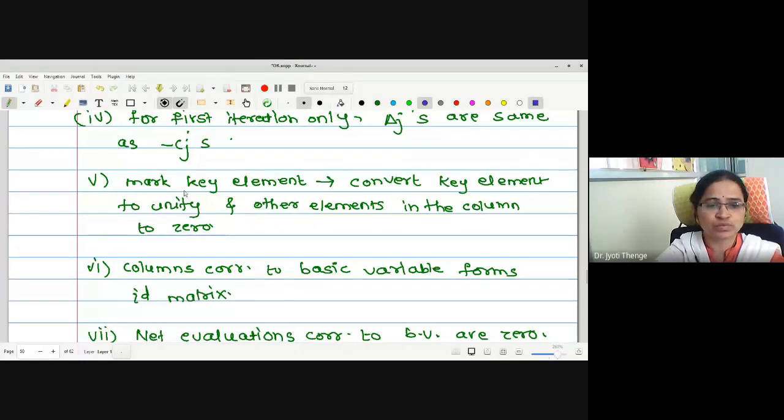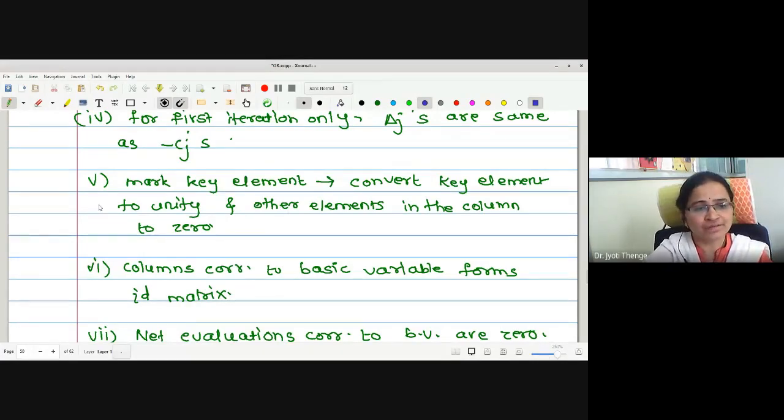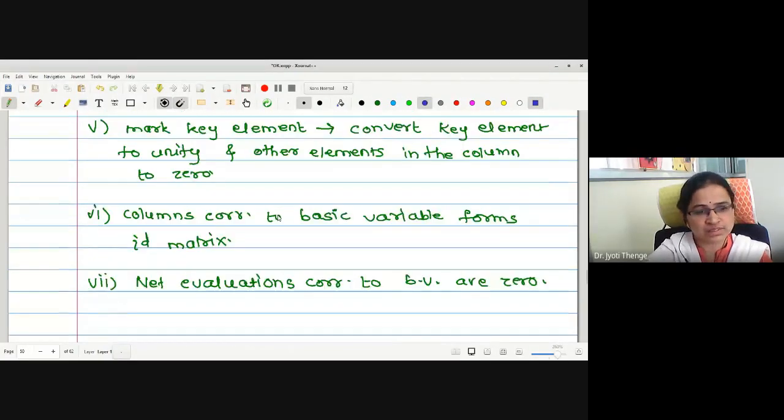Then you should mark the key element. How are we going to mark the key element, knowing the entering column and outgoing row? We will mark the common element to both the column and row, and it will be my key element. Then the next job is to convert the key element to unity and other elements in the column to 0. Now why were we doing this process? Because with this, the corresponding variable will construct the column of an identity matrix, so that it is going to enter in the basis.